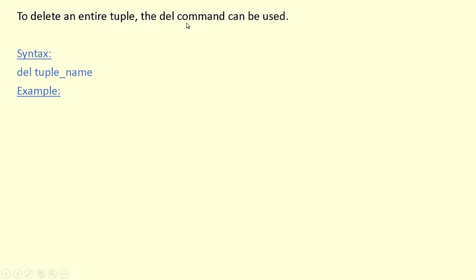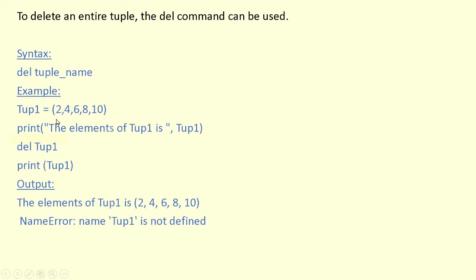How to delete? To delete an entire tuple, the del command can be used. Already you know about this command in detail from the list. So this is used for deleting. The same command can be used for deleting the tuple also. So del, simply give the tuple name. We shall see the example.